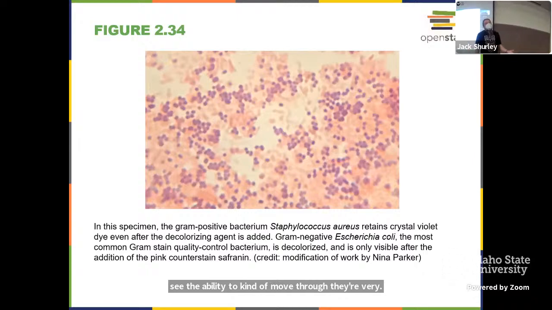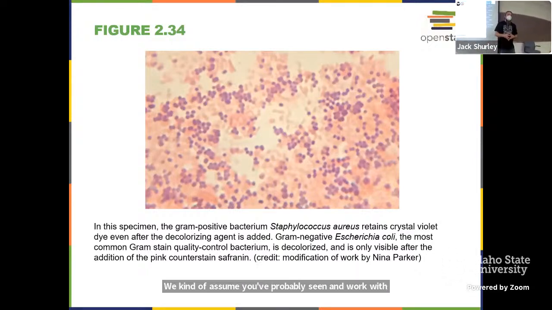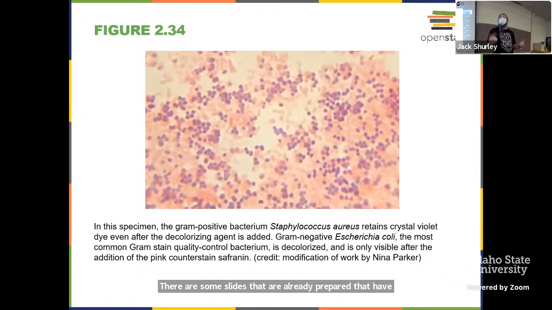I know in the biology lab and sometimes in the micro labs, although we don't do it, we assume you've probably seen and worked with some microscopes the littlest bit. There are some slides that are already prepared that have things like threads on there, 3 different colored threads, and they're all together. And as you move through, initially you just see something that looks kind of like a thread, but then you see that they're together, one's on top of the other, one's somewhere else or whatever. I can't remember. That was long, long ago. But they're different, and you can see the depth of that, and that puts this into perspective as well. All right.